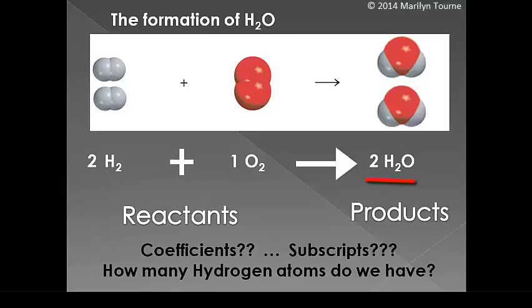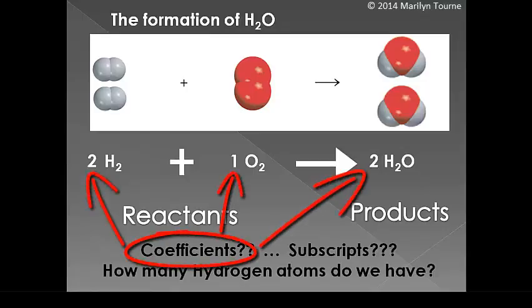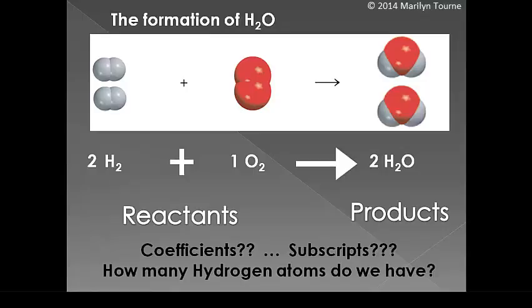I want you to pay attention to the difference between coefficients and subscripts. Coefficients tell you how many of that molecule you have. So you have 2 moles of diatomic hydrogen, 2 moles of H2. You have 1 mole of diatomic oxygen, 1 mole of O2. And then on the right, you have 2 moles of water. We went over this in class, so this shouldn't be new to you.